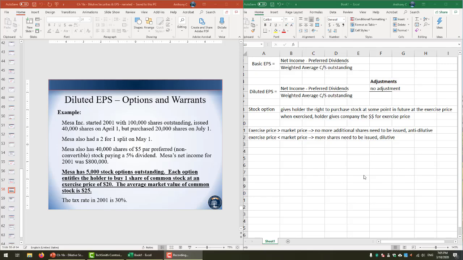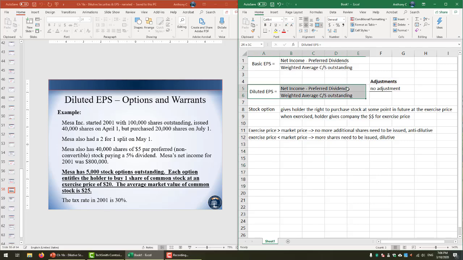Let's go through an example here. So going back to Mesa, we have the same exact information for basic EPS. And in this case, now we have 5,000 stock options outstanding. Each option entitles the holder to buy one share of common stock at an exercise price of $20. The average market value of common stock is $25 per share. Tax rate is 30%. So again, basic EPS is the same as before. To calculate this, we'll plug in 800,000 for net income. Preferred dividends is 10,000. And our weighted average common stock outstanding, if you recall, we calculated it out to be 250.